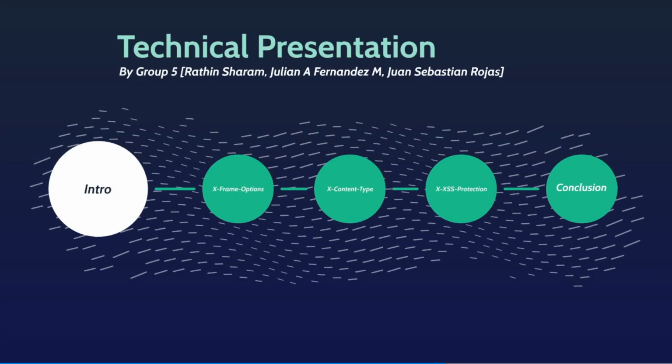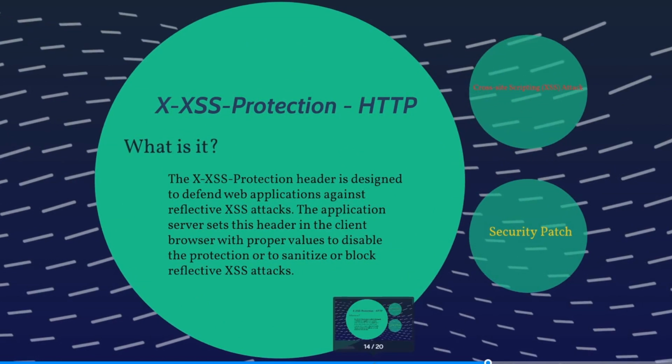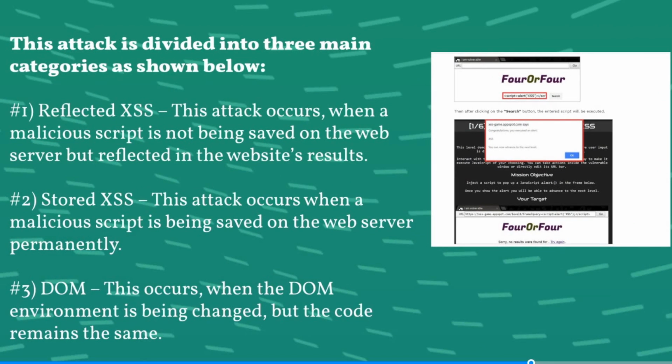For the risk that I found on the website, I chose the cross-site scripting protection. The cross-site scripting protection HTTP header is designed to defend web applications against cross-site scripting attacks. The application server sets this header in the browser with proper values to disable the protection, or sanitize or block the attack completely. There are 3 types of cross-site scripting attacks: reflected, stored, or DOM. Reflected, which is just reflecting the script on the website. Stored, which directly saves the malicious script to the database, and then reflects the changes from the database.